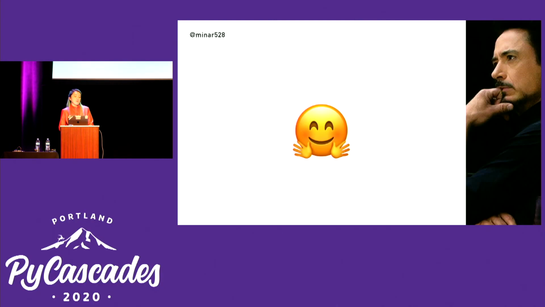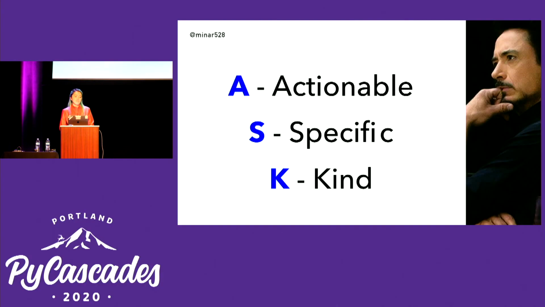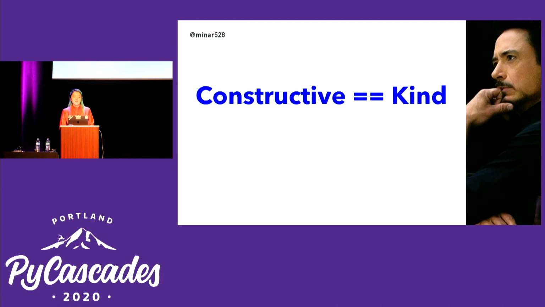The ASK model of providing feedback is the structure I like to adhere to. So we have A for actionable, S for specific, and K for kind. Now, I was told once something that I find very interesting, that constructive feedback is still kind feedback, and nice feedback is not necessarily kind. So let's look at some examples.